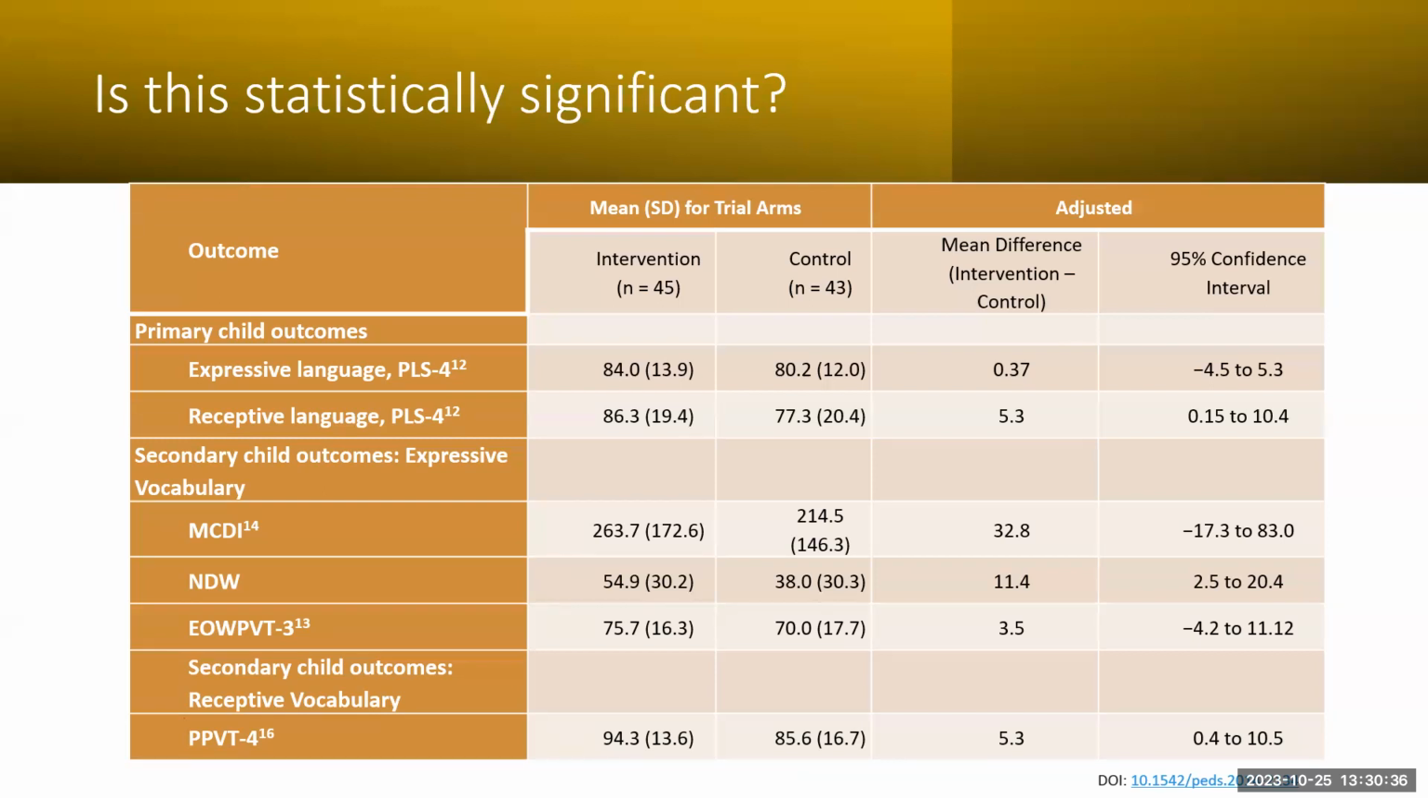The MCDI. Tell me why you think that one might be. Because it goes from minus something to 83. So we're looking for the number 0. Is the number 0 included in that range? Yeah. Then it is not statistically significant. You found the 0, so when you find a 0 in the range, it is not statistically significant.